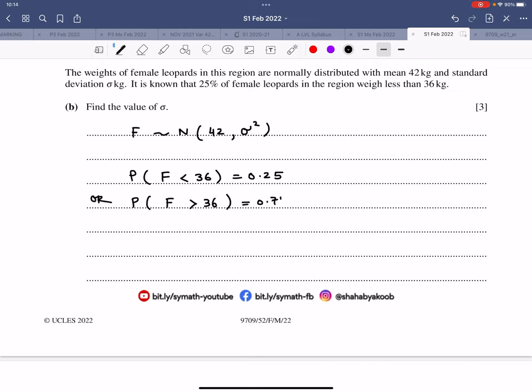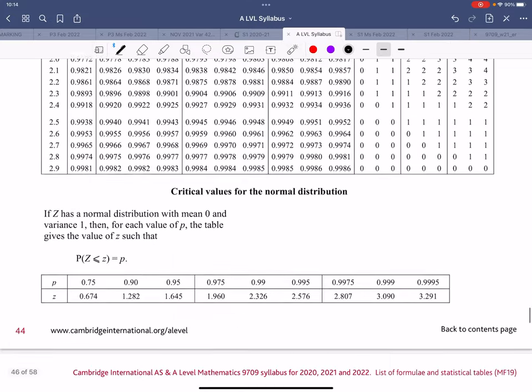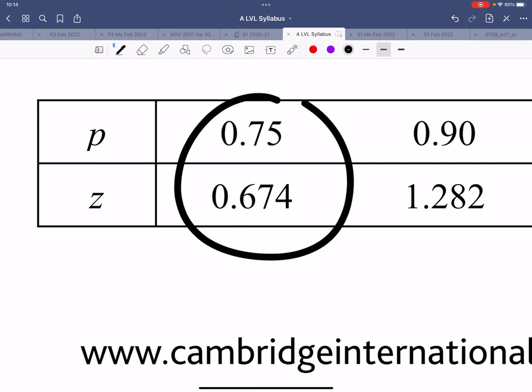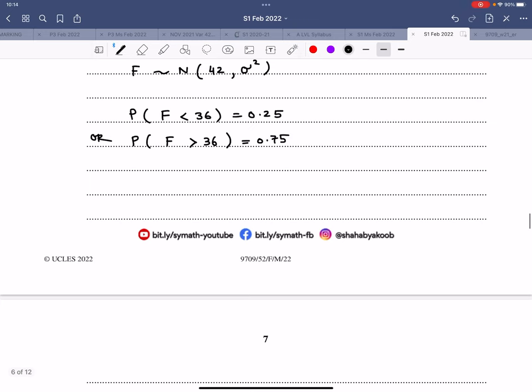Now this is a very famous value, 0.75. Let me go to the table. I remember it. That is 0.674. It's in the strip down here. That is 0.75 and this is 0.674. So therefore, probability Z is greater than (36 minus 42) divided by sigma is 0.75. Probability Z is greater than some value is 0.75.